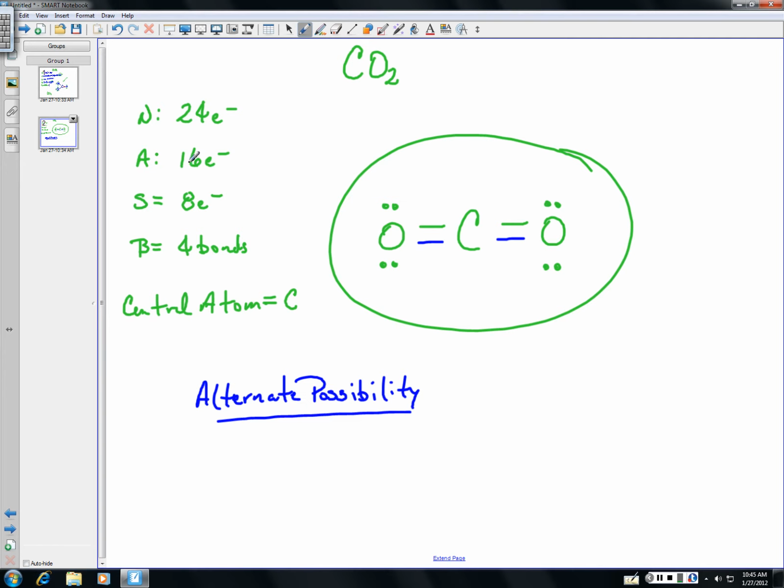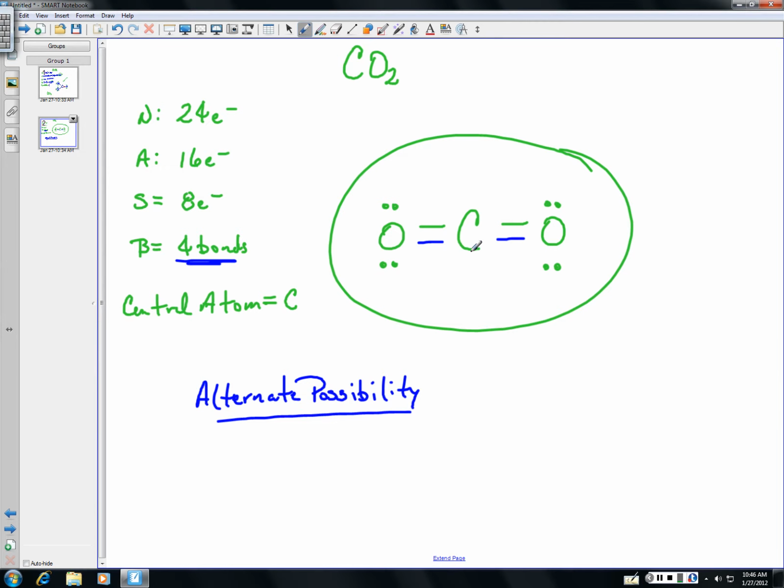Carbon had 4 and each of the oxygens had 6. 24 minus 16 is 8. 8 divided by 2 says I need to show 4 bonds when I drew this. Pretty easy to pick the central atom. Got to be carbon for at least 2 reasons. It's the least electronegative of the atoms there, and it is carbon, and it likes to be in the center.